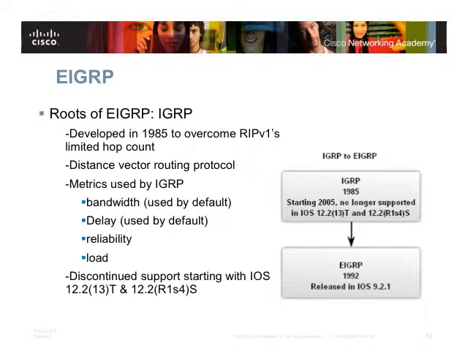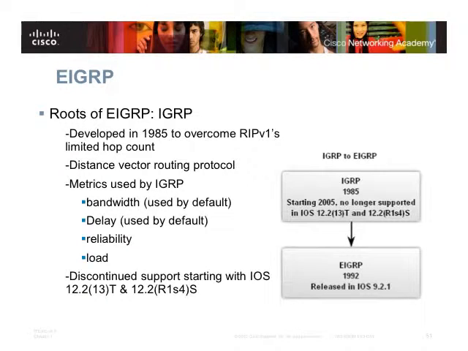IGRP was developed in the 1980s, sorry, in the 80s, to overcome the limitations of RIP. So when RIP version 1 came about, and it had some limitations, some people took the direction of enhancing RIP version 1 to have RIP version 2. And Cisco, on the other side, took another direction to develop a new protocol altogether using their proprietary protocol of IGRP. IGRP was supposed to overcome two limitations.